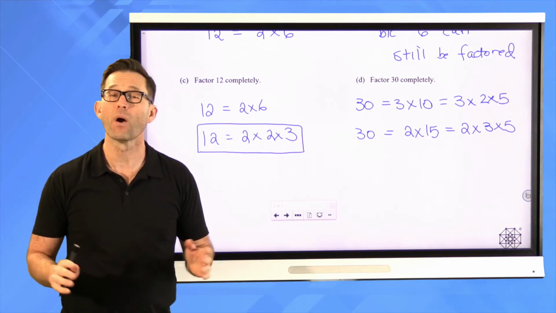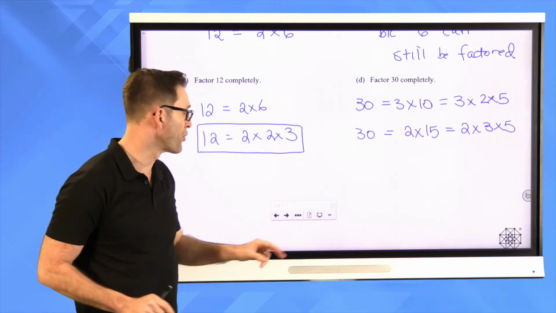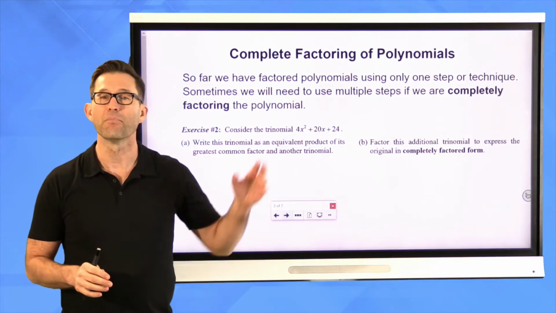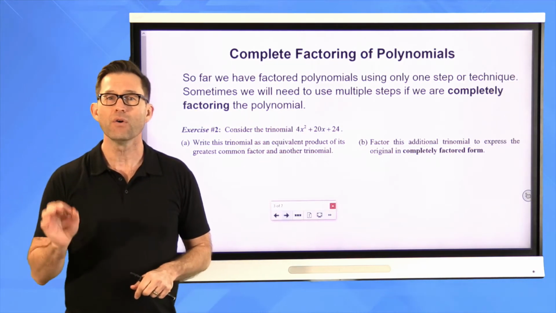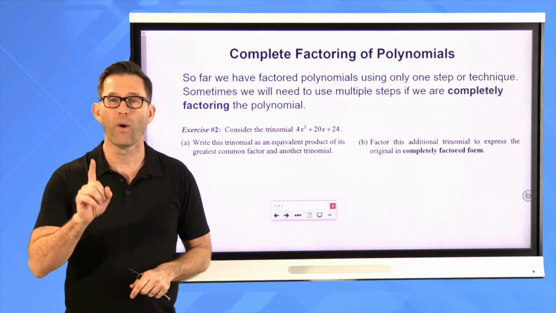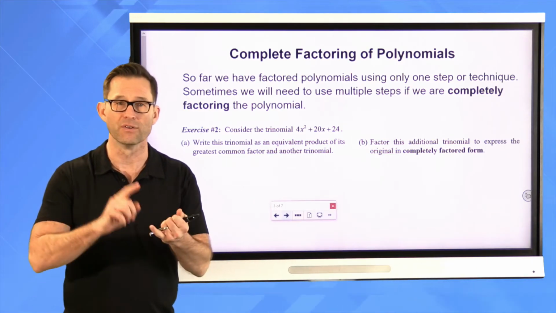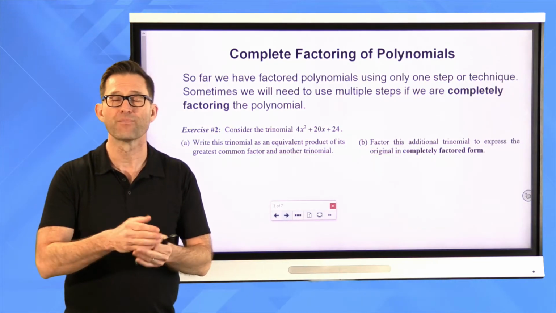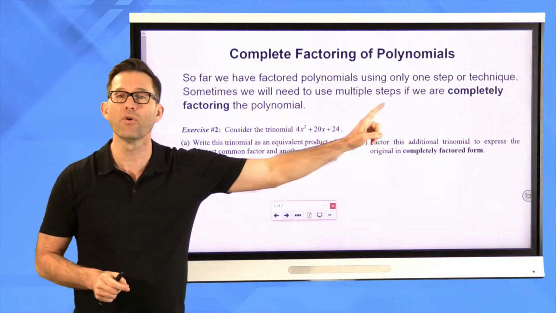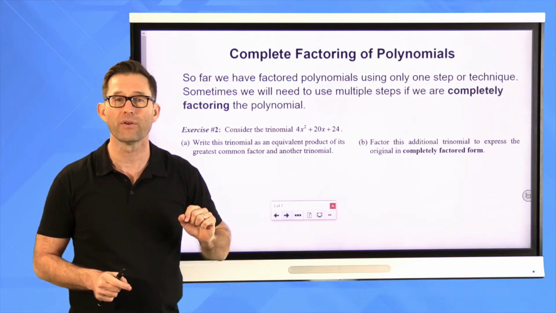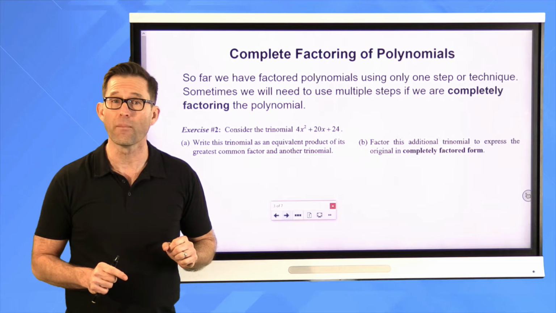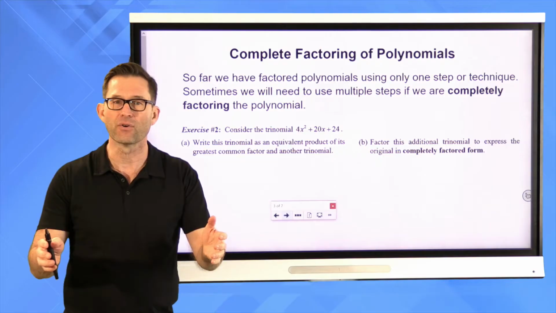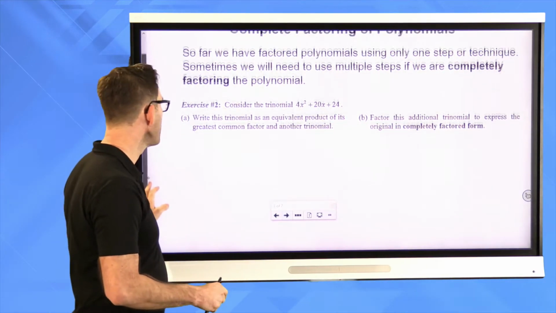Alright, so now we want to move into the algebraic realm. And we want to make sure that we think about it the same way. Complete factoring of polynomials. So far, we have factored polynomials using only one step or technique. We've either done a GCF, or a difference of perfect squares, or a trinomial factoring. Sometimes we will need to use multiple steps if we're completely factoring the polynomial, like we just did with those whole numbers. Maybe we have to factor once, then look at what we have and factor again. So let's take a look at exercise number 2.